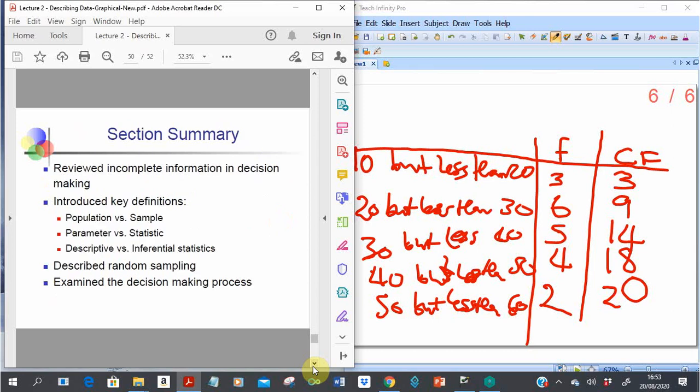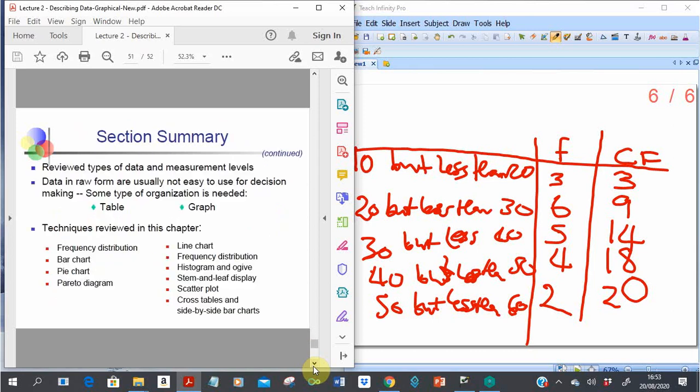Okay. All right, we have come to the end of our lecture. So the next time we meet, we're going to go into lecture 3, which is measures of central tendency. So start looking at how to find the mean, the mode, the median for both grouped and ungrouped data. Thank you very much.